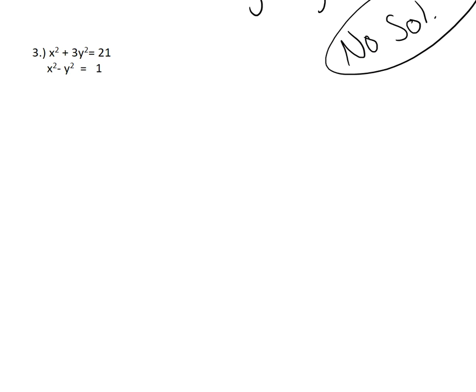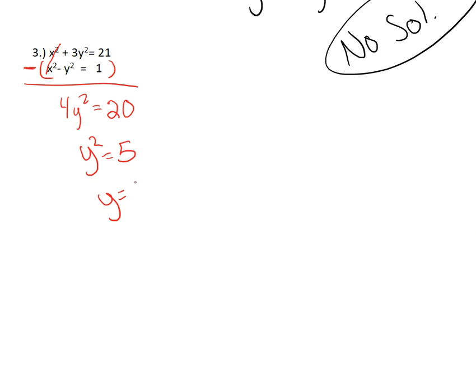So this is actually going to make it pretty nice to use elimination, because you'll notice the x squareds are the same. So what I'm going to do is subtract this quantity right here. X squared minus x squared cancels out. This will actually give me 4y squared because the double negative, equals 20. Divide by 4, we get y squared equals 5. And then I will get y equals plus or minus square root of 5.